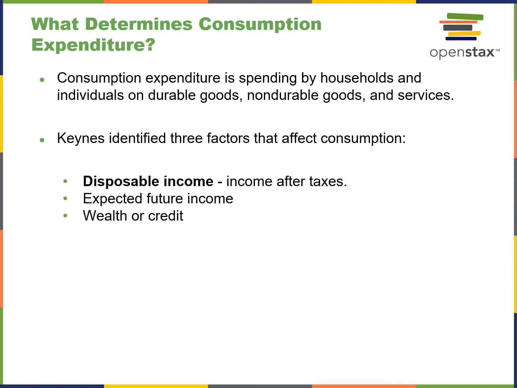Consumption expenditure is a term that basically means how households spend their money on durable goods, non-durable goods, and services. Durable goods are defined as goods lasting greater than a year, so cars would be considered durable goods. Non-durable goods would be things that you expect to throw away after use, and services are self-explanatory. Disposable income, which is income after taxes, expected future income, and wealth and credit are the features that Keynes felt affected consumption.